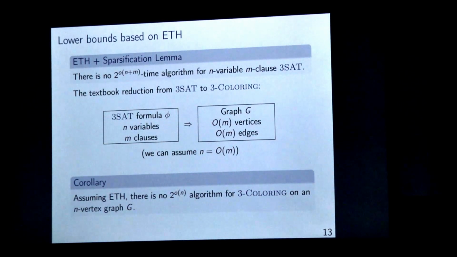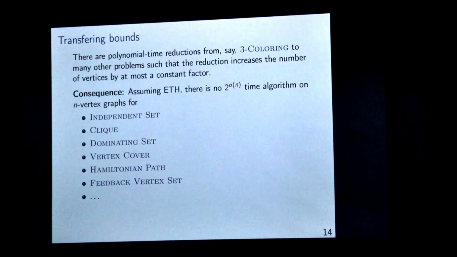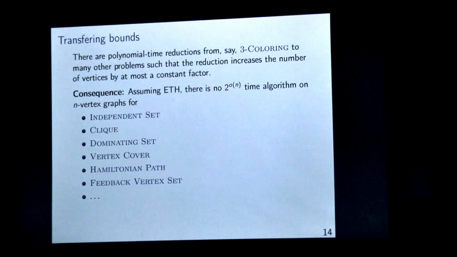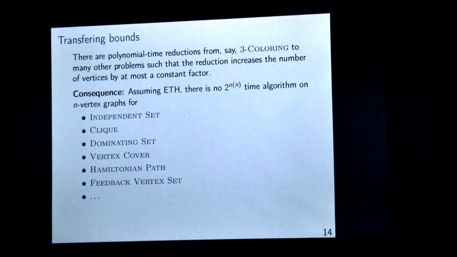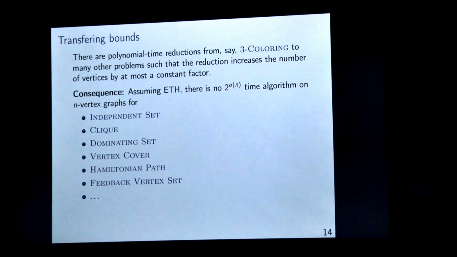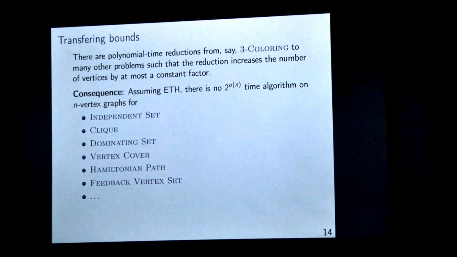Right? So this great news which we had about planar graphs is there only for planar graphs. And assuming ETH, you can transfer all these lower bounds to polynomial-size reductions, because the textbook reduction takes n-variable SAT with m clauses to order n plus m vertices and n plus m edges. So all these classroom textbook exercises will give you that, assuming ETH, you cannot have 2 to the power little o of n for independent set, clique, dominating set, vertex cover, feedback vertex set, any bound. But not always.